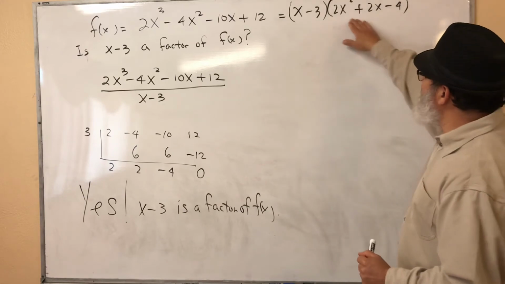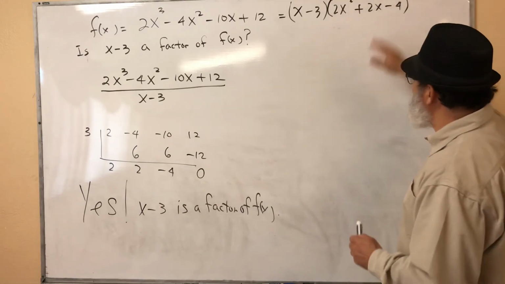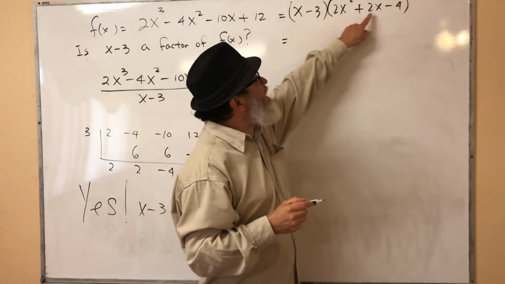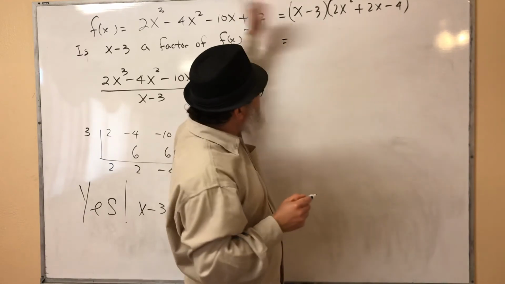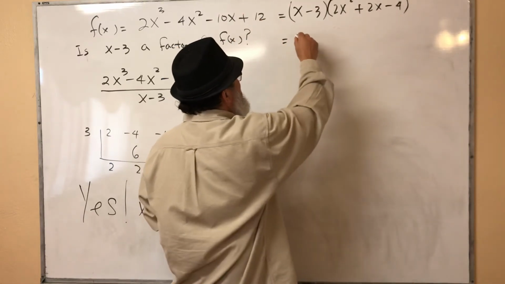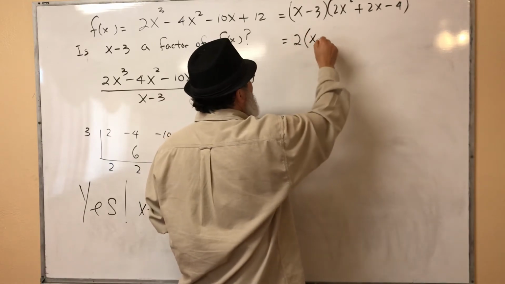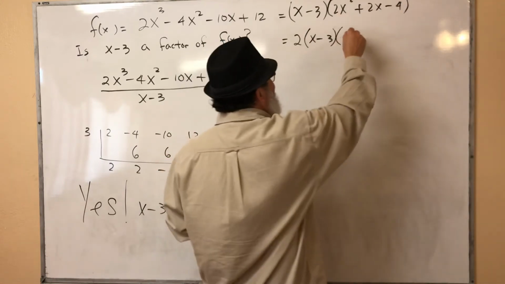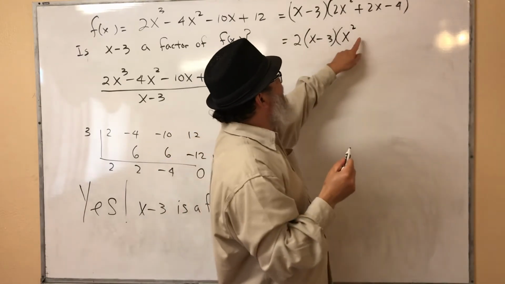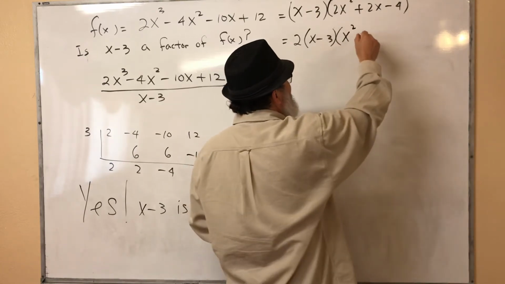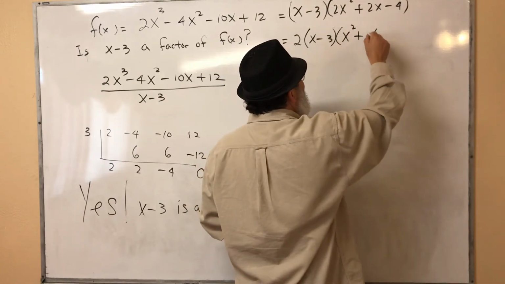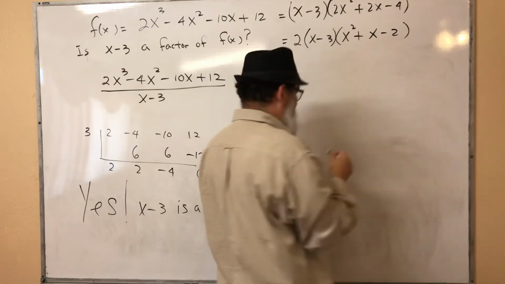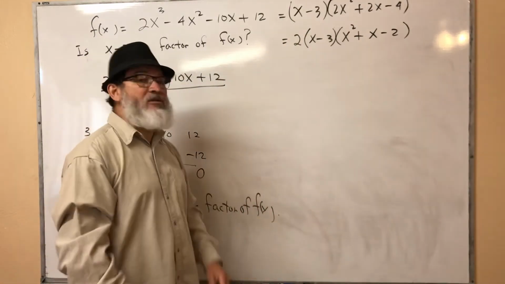And we can factor this even further. Let's try factoring this. So, you see this 2? I'm going to take out a 2, and put it out here, okay? A 2 comes out, and then we have x minus 3. And if you took out a 2 from there, what do you get? x squared. Plus x. Minus 2. Yes, look. We took out a 2.